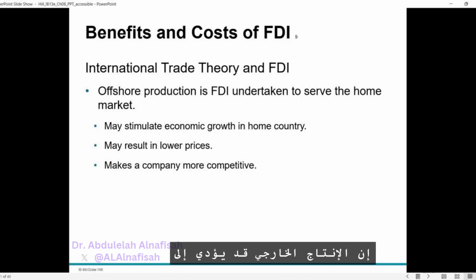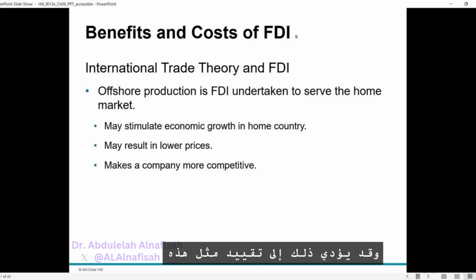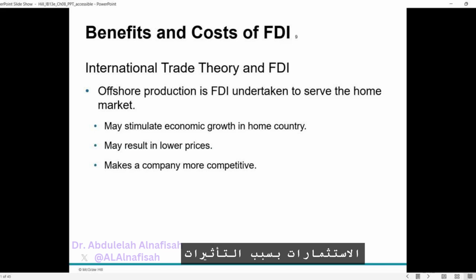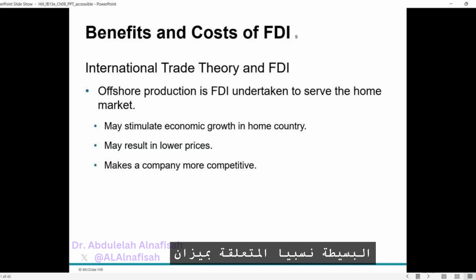Offshore production can lead to lower prices for consumers, and restricting such investments due to perceived negative employment effects could result in the home country losing market share to international competitors benefiting from low-cost production. In the long run, the adverse economic consequences of foregoing offshore production opportunities might outweigh the relatively minor balance of payments and employment concerns associated with such FDI.